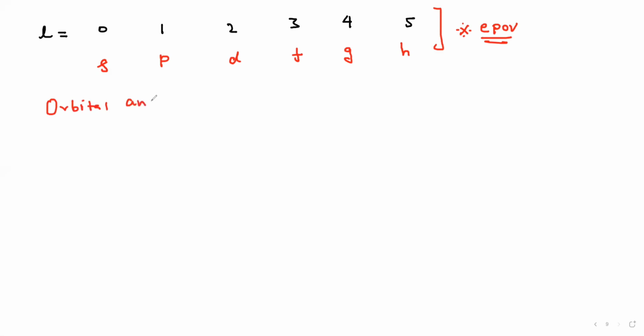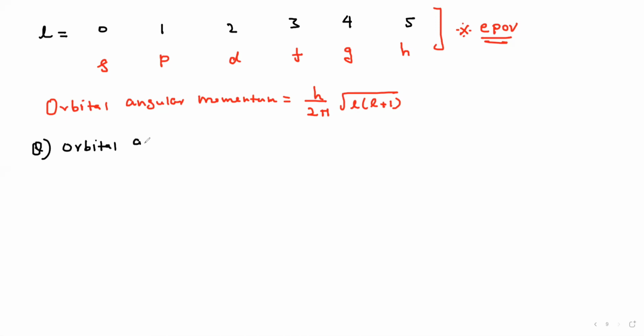Orbital angular momentum. What is the formula? Please know that it is h by 2 pi into the square root of L into (L plus 1). I will do one problem, and you will understand. In the exam, they ask for the orbital angular momentum of the 2p orbital.